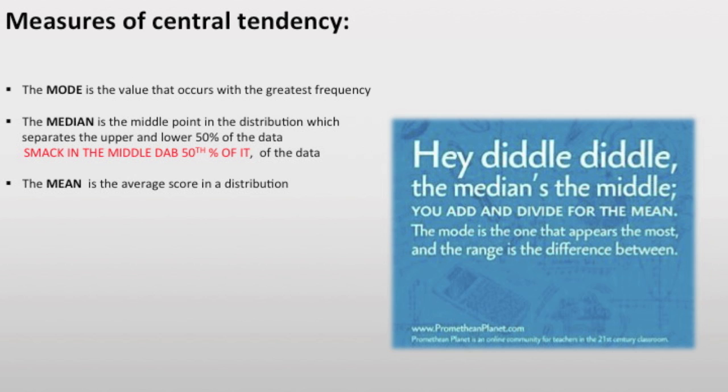And here I have a picture that will hopefully help you memorize what each and every single one of these tendencies do. It goes like this: hey diddle diddle, the median's the middle. You add and divide for the mean. The mode is the one that appears the most, and the range is the difference between. Wow.